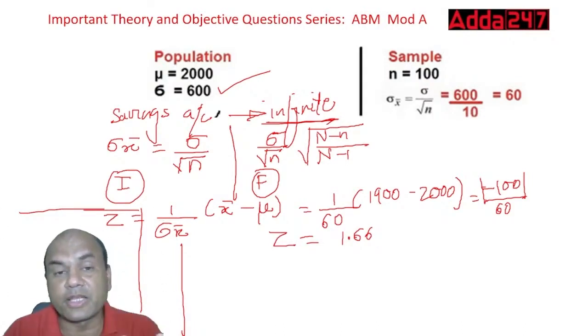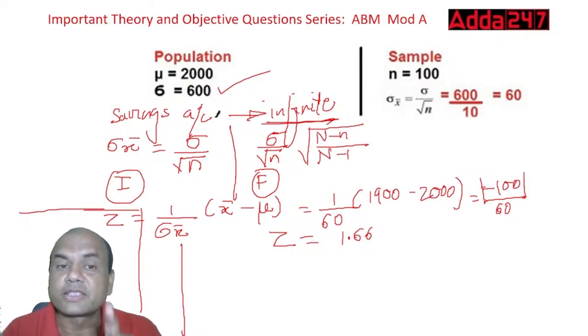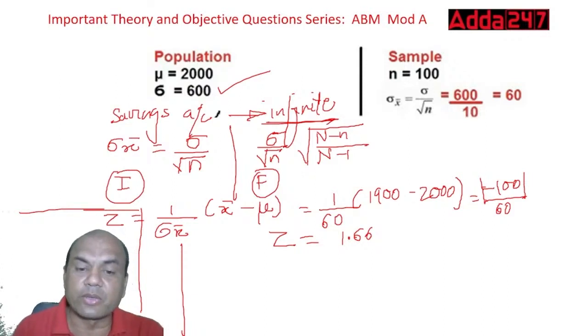I'll explain this numerical 2 times, because many of the students are asking me to repeat it. I'm seeing in the comment section. I'll explain it, don't worry. I'll explain it again. So Z equals 1.66.